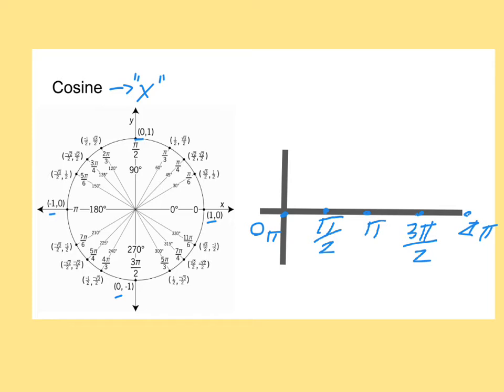But now, since we're looking at the x values, at 0, the cosine of 0 is positive 1. The cosine of pi over 2 is 0. The cosine of pi is negative 1. The cosine of 3 pi over 2 is 0. And the cosine of 2 pi is once more 1, giving us a slightly different curvature.